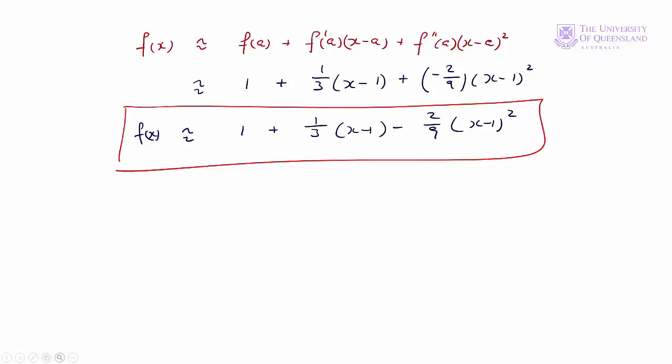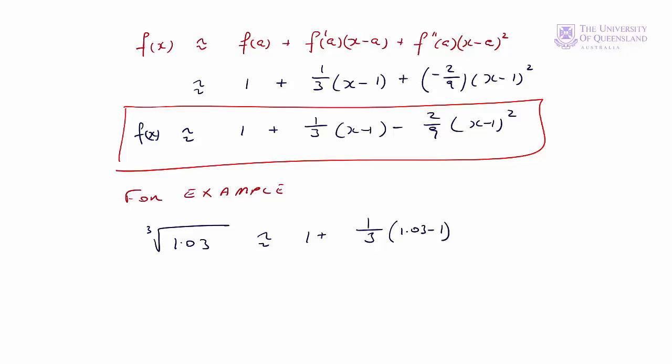Let's look at the number we estimated in example 6, the cube root of 1.03. Well, that will equal 1 plus 1/3. Where we see an x, we substitute in 1.03. 1.03 minus 1 minus 2/9 times 1.03 minus 1 squared. We carry out that calculation and we find that the cube root of 1.03 is approximately equal to 1.0099. That's a bit more precise than the value we found in example 6.